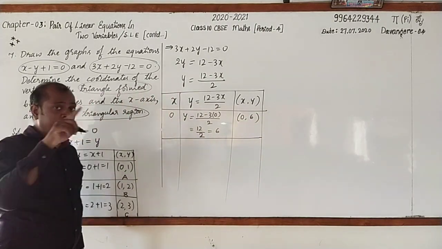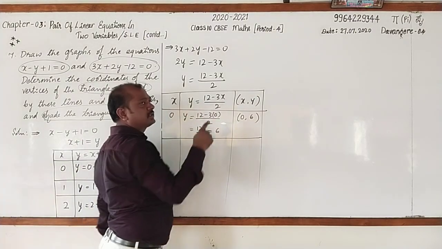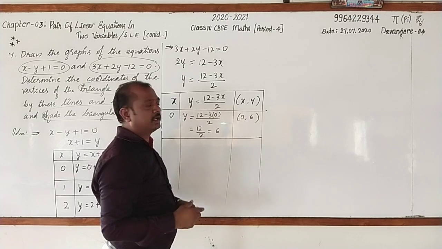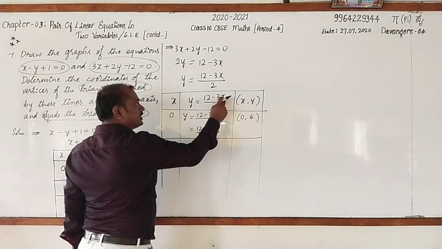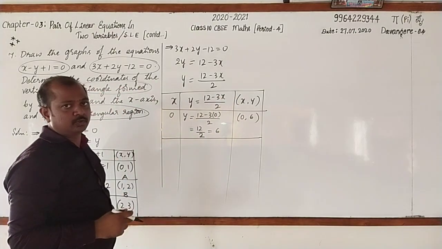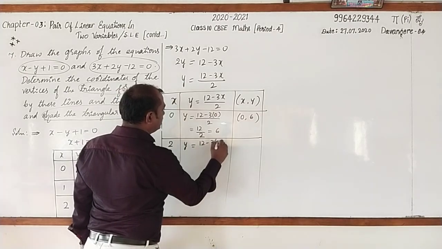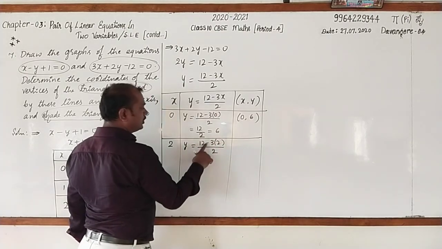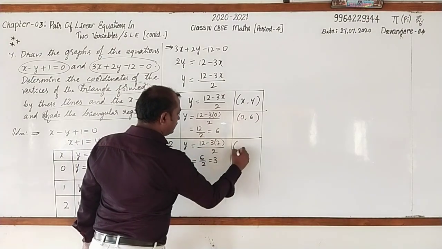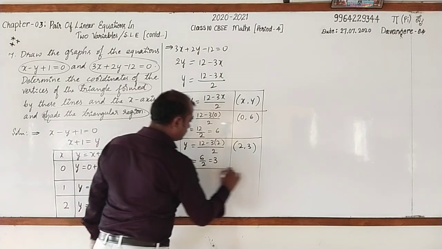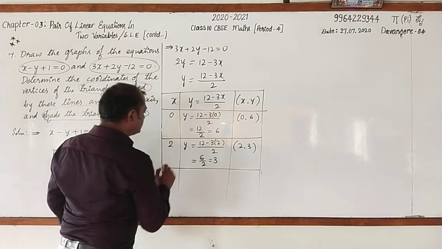Then can we take 1? Observe. If you take 1 here, 3 ones are 3, 12 minus 3 is 9, 9 by 2. It again comes in fraction, so it won't work. Then take 2. 3 twos are 6, 12 minus 6 is 6, 6 by 2 is 3. Here I write 2, y is equal to (12 minus 3 into 2) by 2. It is equal to 3 twos are 6, 12 minus 6 is 6, 6 by 2 is 3. It is 2, comma 3. Understood?